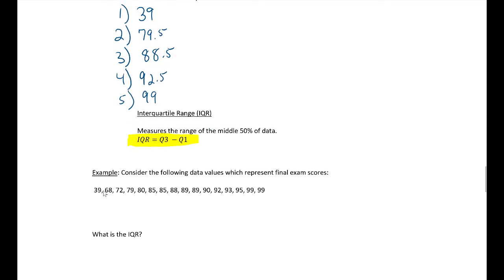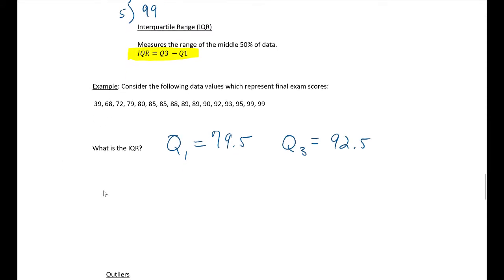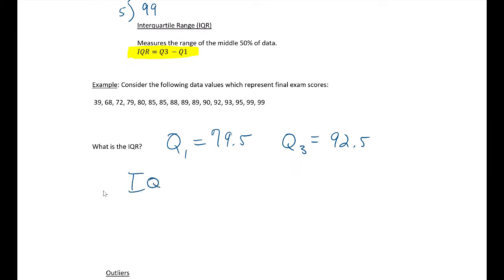So for example, same data set. We know from before that Q1, remember it's the second number in the 5-number summary, is 79.5. We know that Q3 is 92.5. Okay, so then the IQR, so the range of the middle 50% of the data, is 92.5. Subtract away 79.5, and you're going to get 13. 13 is your IQR.